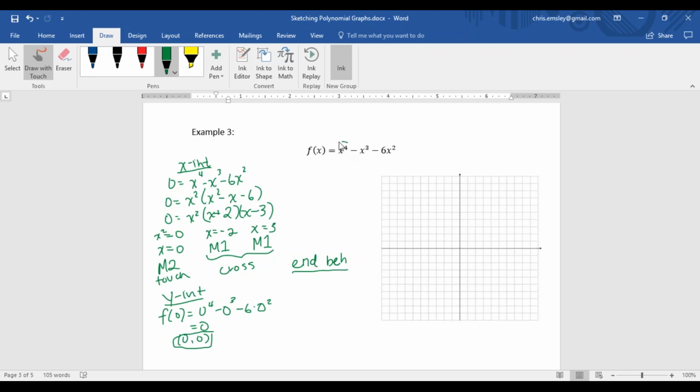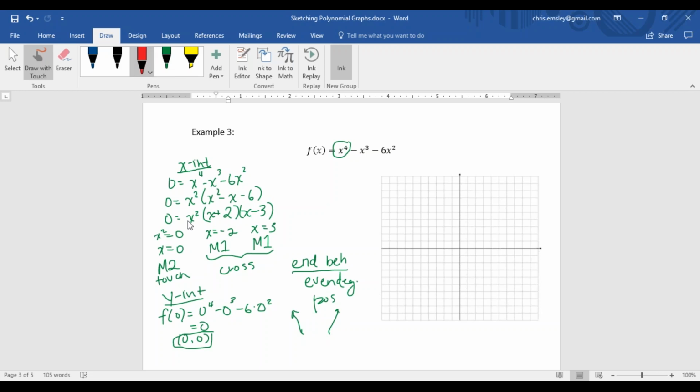Okay, our leading term is x to the 4th. That is even degree, and the coefficient is just 1, so it is positive. Even and positive means that both tails are going to be facing up, kind of like a parabola, a quadratic. So we know both tails are going to be pointed up.